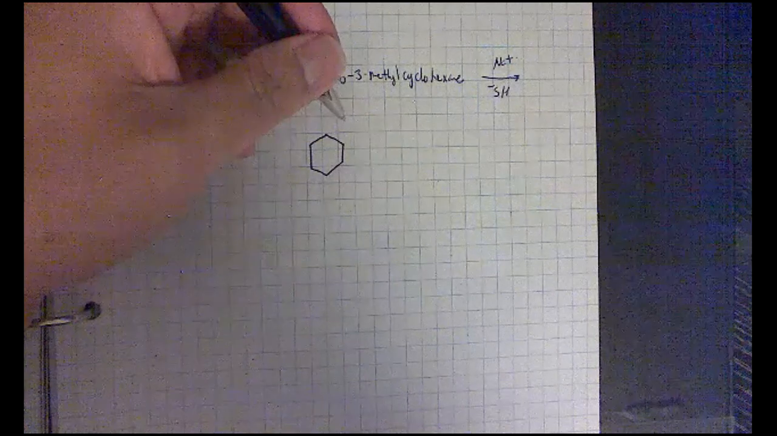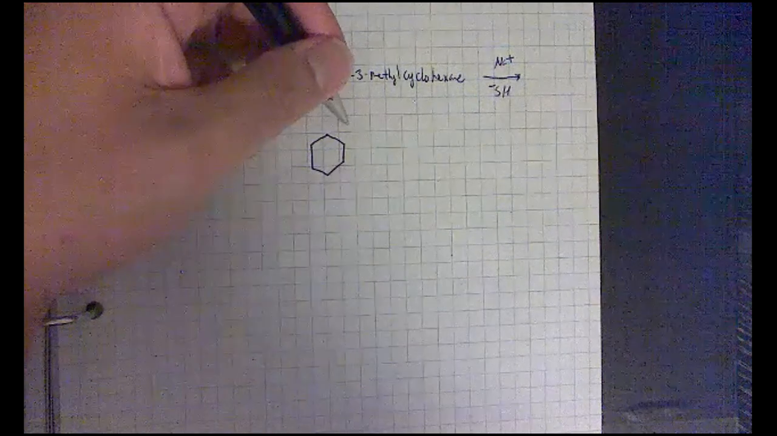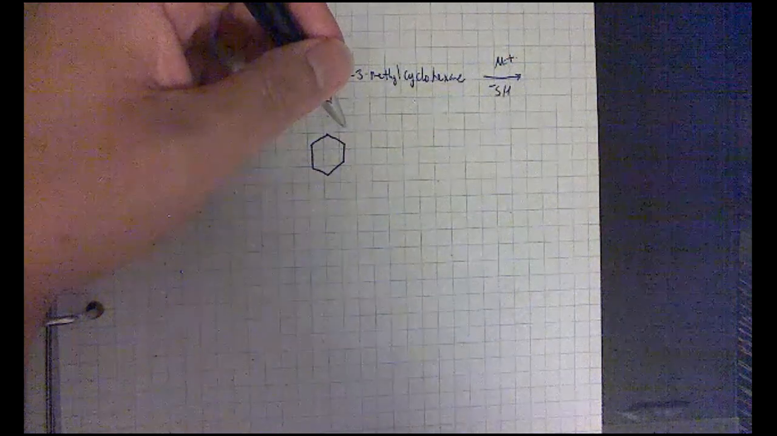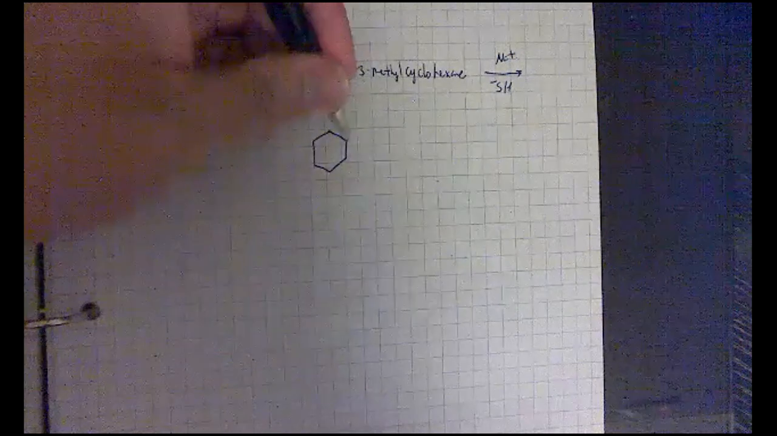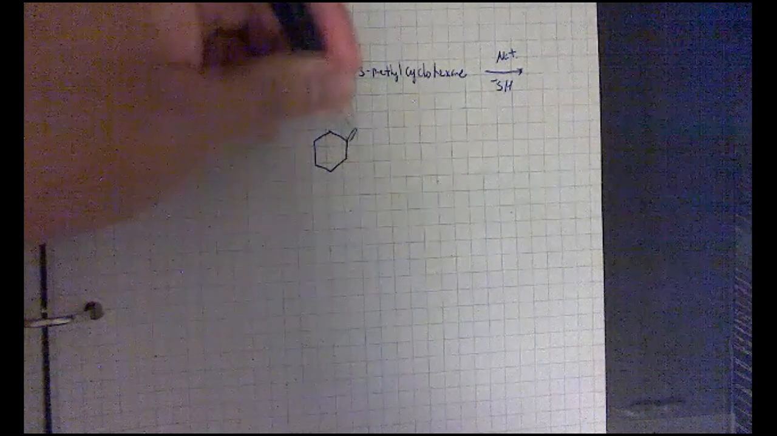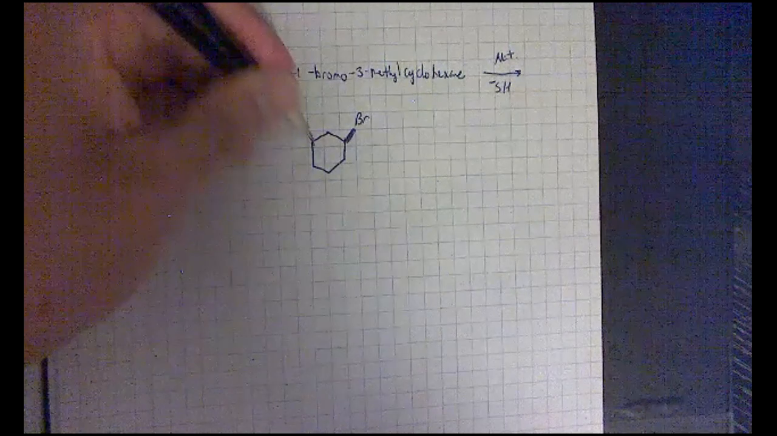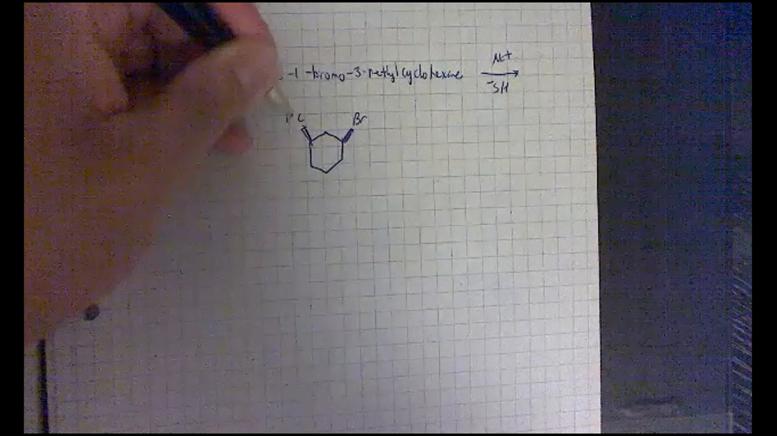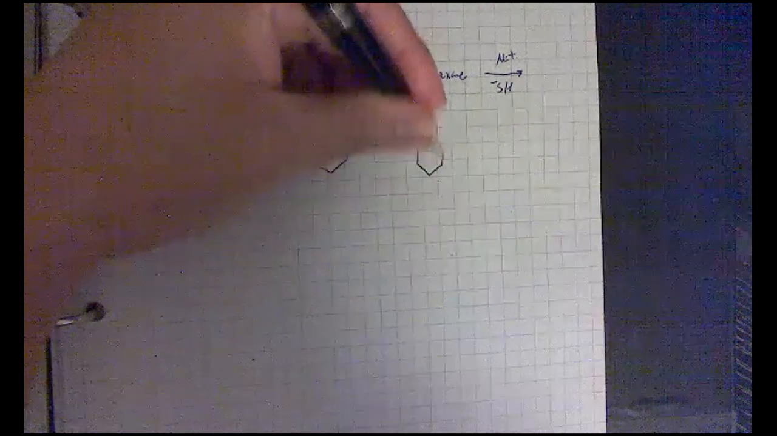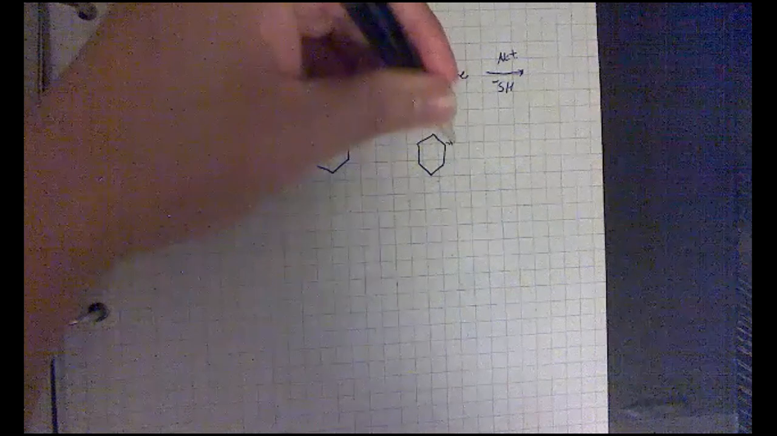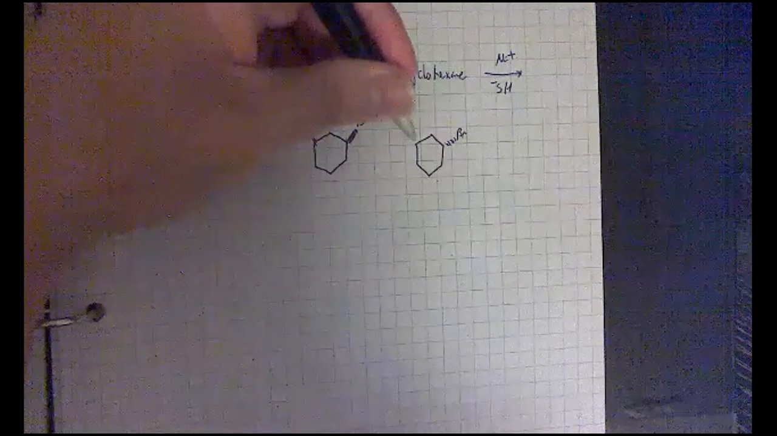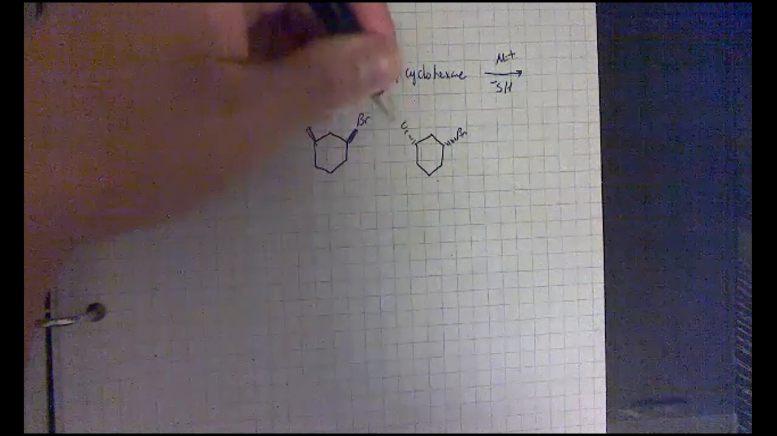What's the relationship? Cis means they're what? Same direction or opposite direction? Right? So that means if the bromine is on a wedge, the methyl has to be on a wedge as well. Or I could easily draw this, and it's the same thing where the bromine is on a dash, but the methyl is on a dash as well, okay?